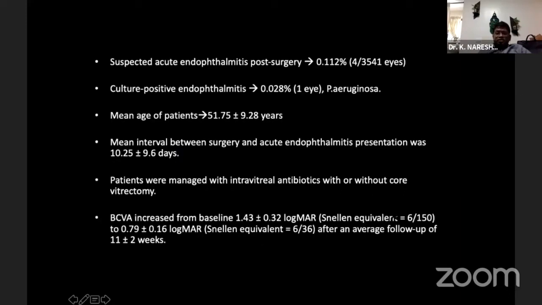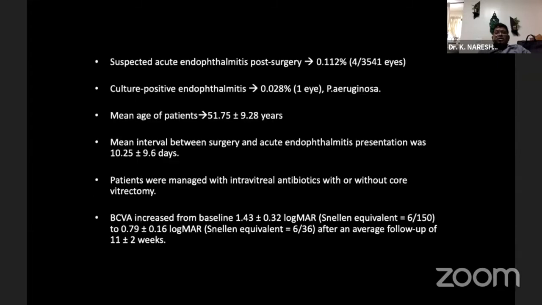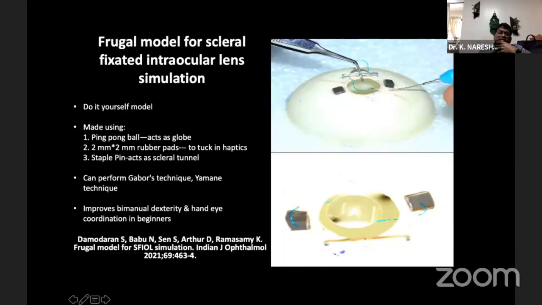And the last study which we have published is on the 10-year trend on the incidence of endophthalmitis. If you see, actually the culture positive endophthalmitis is only one case. So it is almost similar to the rest of the endophthalmitis which we get in post-IOL. And the latest publication was done by one of our fellows, Dr. Saurav. He has published in 2021 in IJO. So he has given a frugal model for the trainers on how to do it. People who are interested in doing this technique can refer to this article.